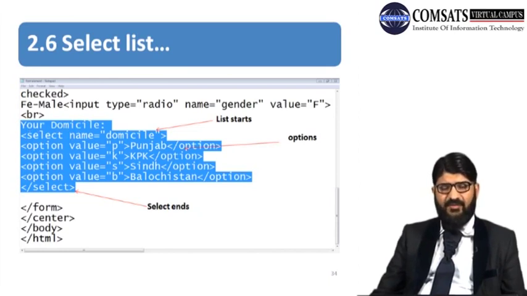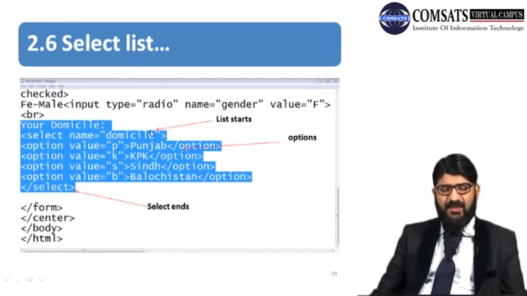This is an example of a list. So select name, this is the first attribute for the select list. Then option value is provided. Option value P is for Punjab. Then option value K is provided, KPK, for the second value, and then option value S is provided for Sindh as the third option, and then option value B for Balochistan, the fourth value is given, and then the list ends.